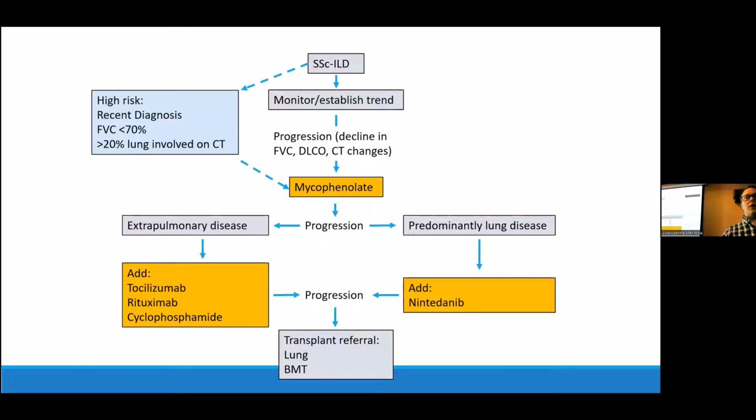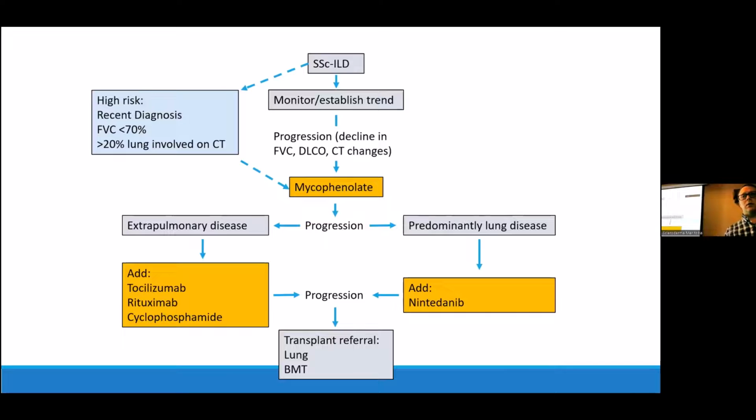But this is basically my treatment cascade for ILD associated with scleroderma. So as I said, we want to establish whether there's a diagnosis and monitor for the trends. We look for progression. There are some high-risk features that are associated with worsening disease progression. So if you've had a recent diagnosis of scleroderma, and ILD is one of the manifestations of that disease. If you're starting off with a low vital capacity, that's what FVC stands for. Or if you have a greater extent of lung involvement on the initial CT, we think that you're more likely to progress quicker, and we're more likely to start treatment.